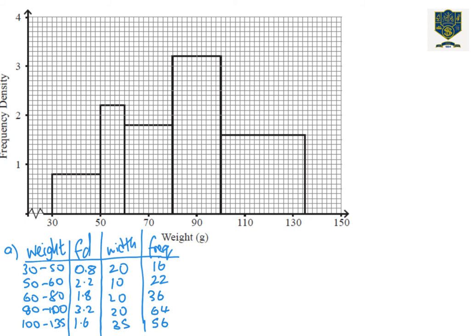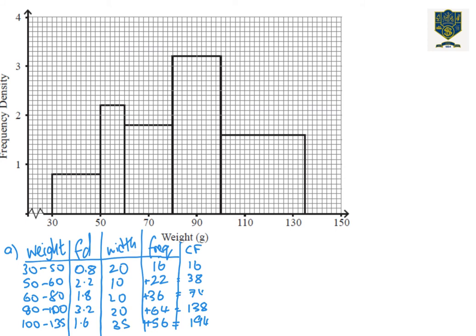Part B, calculate an estimate for the median weight. So for the median, let's do our cumulative frequency. So that's going to be 16, plus 22 is 38, plus 36 is 74, plus 64 is 138, plus 56, which is 194.